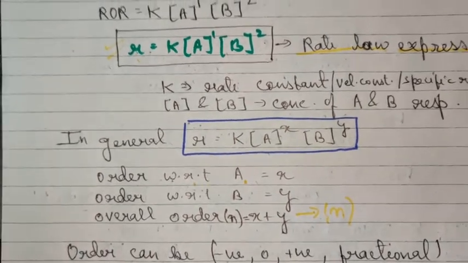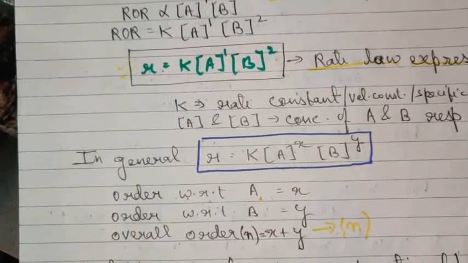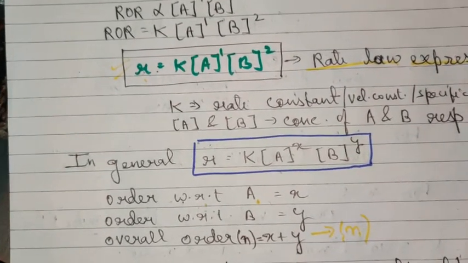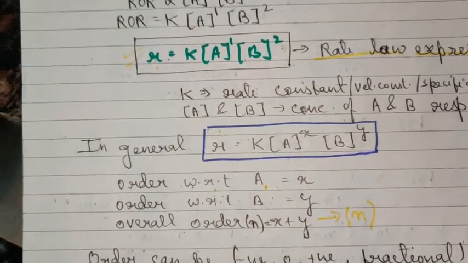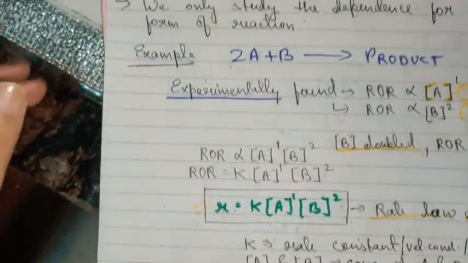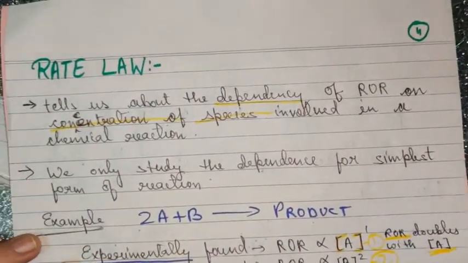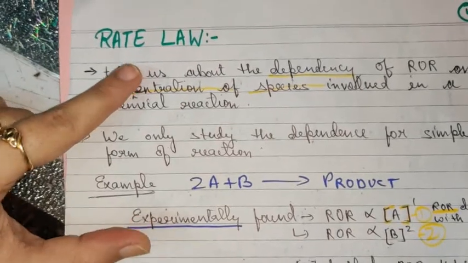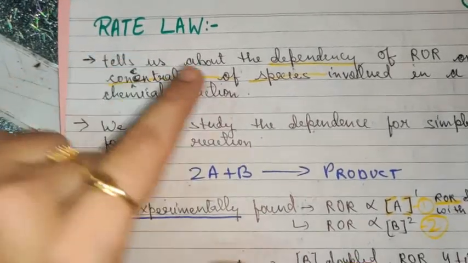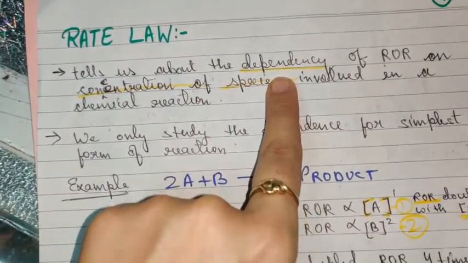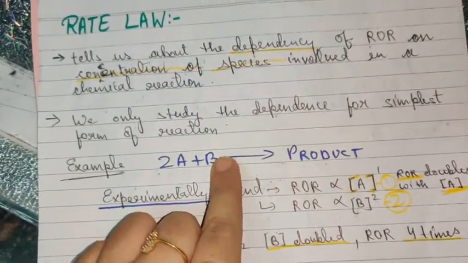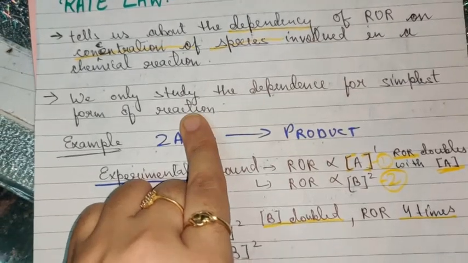So basically you can call the dependency of the rate of reaction on the concentration of the reactant as the order of the reaction. I hope it is clear. I'm repeating again the concept that I have taught till now. The rate law is about, what is the rate law? This law is about the dependency of the rate of the reaction upon the concentration of the reactant. Okay, and this can be studied only for the simple reaction, not for complex reaction.